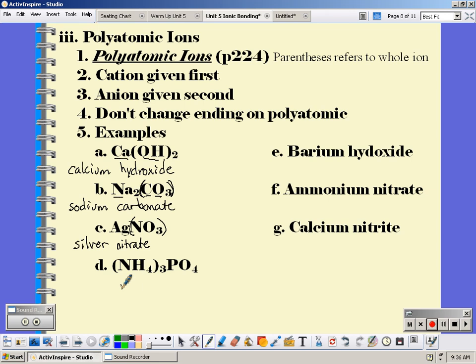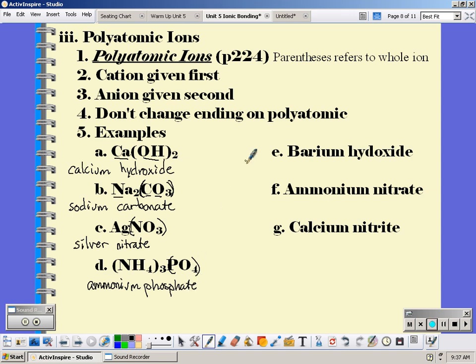Here I have 4 capital letters. So I have one polyatomic in parentheses here. PO4 must be another polyatomic. So this is ammonium phosphate. I'm just copying the names from page 224.